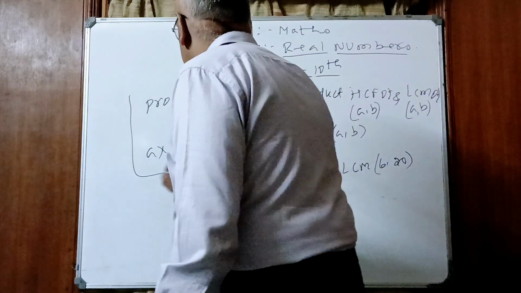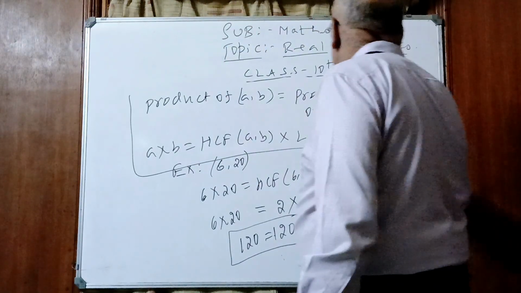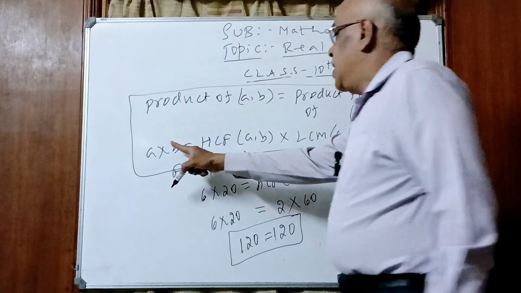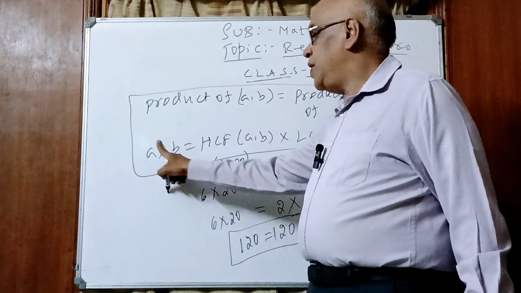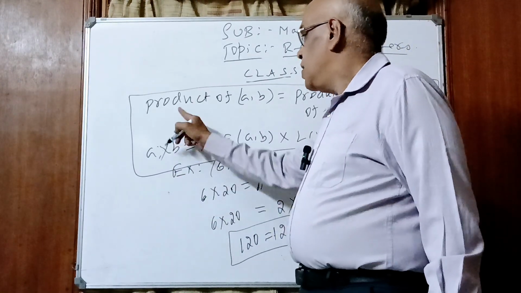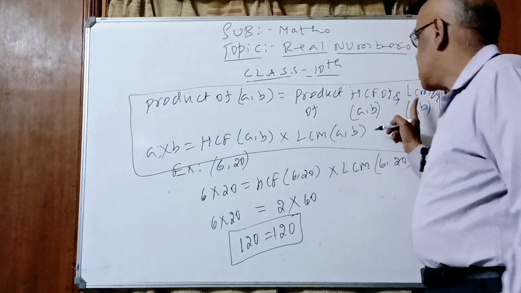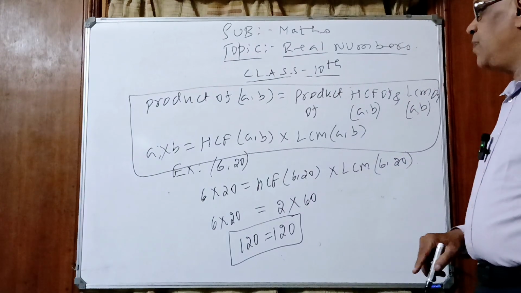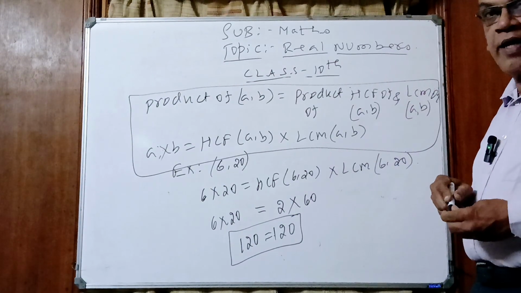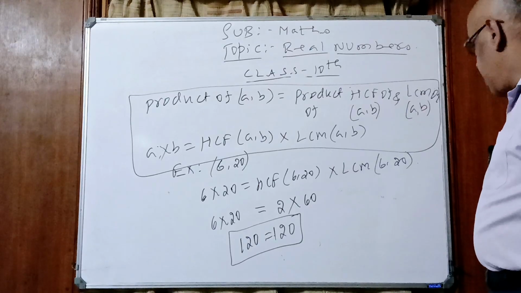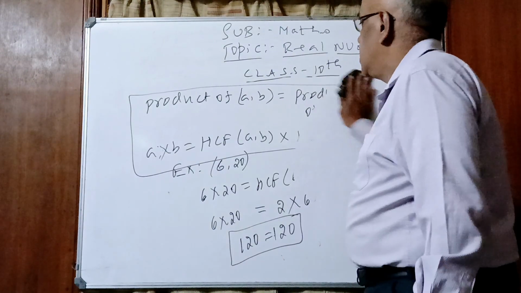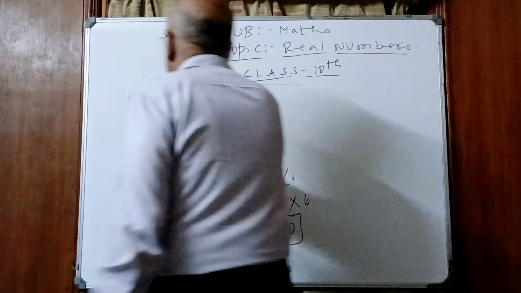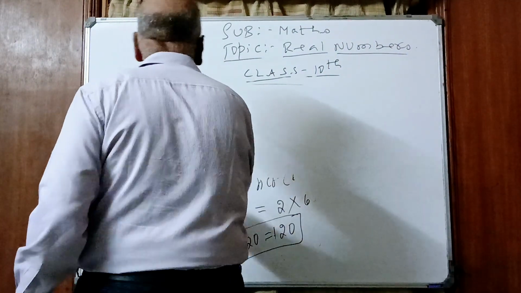Again, there will be a question based on this formula. If A and B are two natural numbers, the product of the two numbers A into B is equal to the product of HCF of A comma B into LCM of A comma B, children. Okay. So this is about HCF and LCM of two numbers.